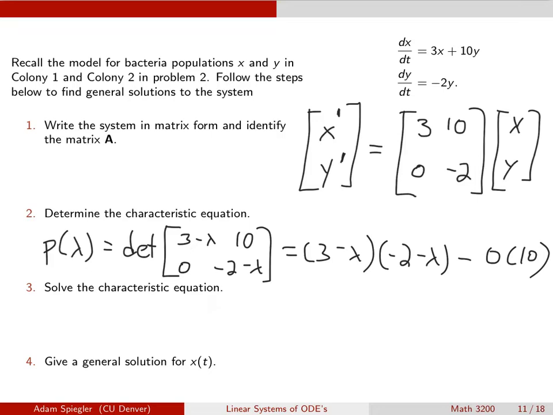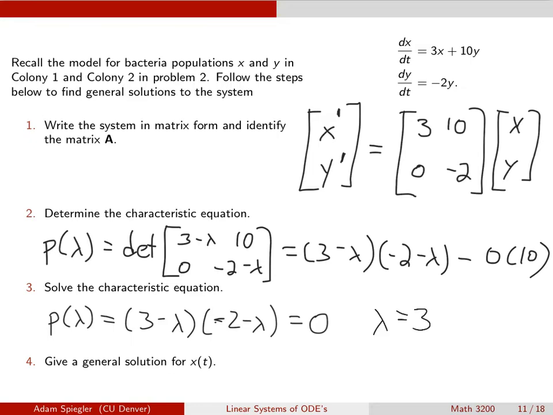So our characteristic equation, which I'll call p of lambda, is equal to (3 minus lambda) times (minus 2 minus lambda), and the other term was 0. We want to solve when this characteristic equation is equal to 0. This is a pretty easy one to solve. We would get one eigenvalue at 3 and a second eigenvalue at minus 2. So these would be our so-called eigenvalues, and that tells me what the powers r1 and r2 would be.